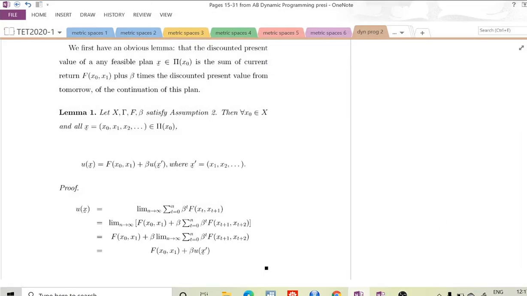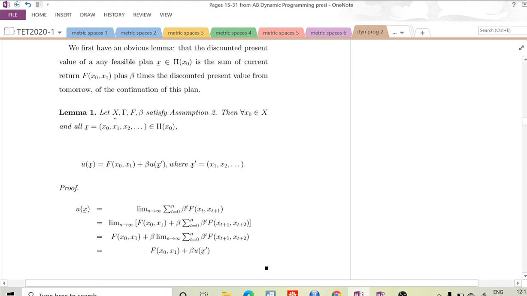Now to the results themselves. So we start with this lemma. Let's just read it and see what it says. Lemma 1. Let X, Gamma, f, beta satisfy Assumption 2. These are the givens in the problem, see?